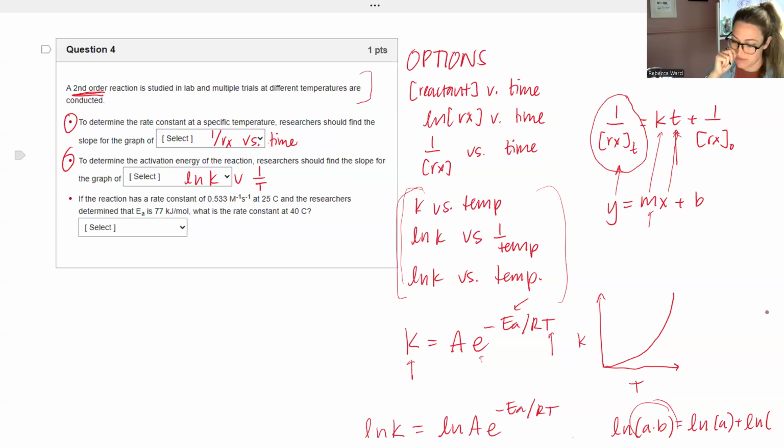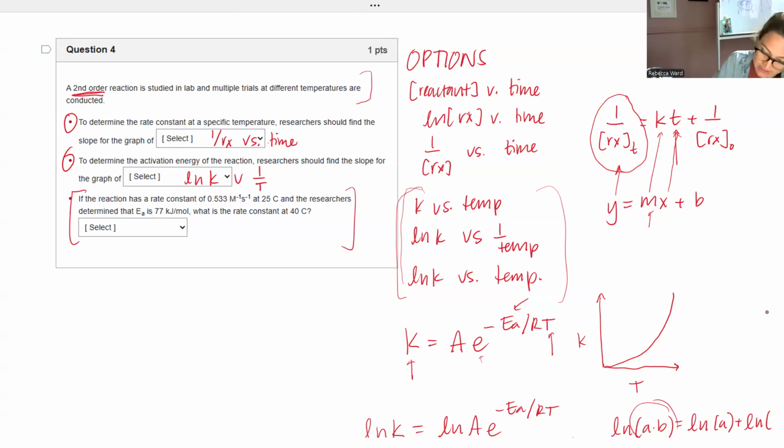Okay, lastly, if the reaction has a rate constant of 0.533 inverse molar inverse seconds at 25 degrees Celsius, and the researchers determined that the activation energy is 77 kilojoules per mole, what is the rate constant at 40 degrees Celsius? So this is why this is such a beefy question. So I just asked you two pretty complex graphical questions, and now I'm asking you to do a pretty complex calculation. So if you feel comfortable with this, I think you should feel good about how ready you are for the exam.